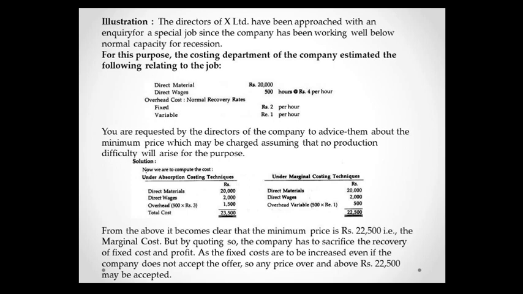Then the next thing is, a company is deciding whether it is working below normal capacity or whether it has to include any price change or not. In this case, there is a problem given. Direct material is given as 20,000, direct wages is given as 500 hours at rupees 4, and overhead cost is rupees, fixed is 2, and variable cost is rupees 1.